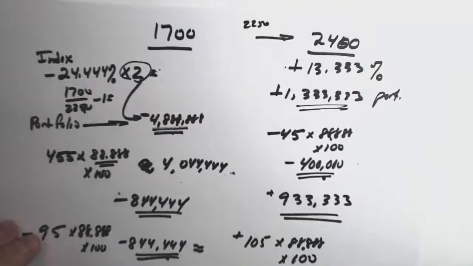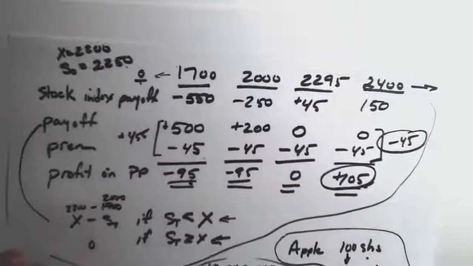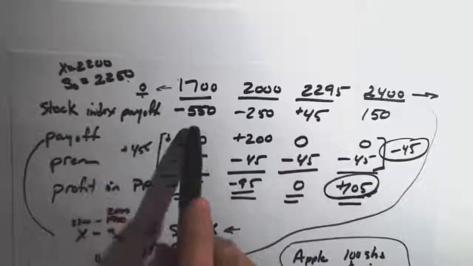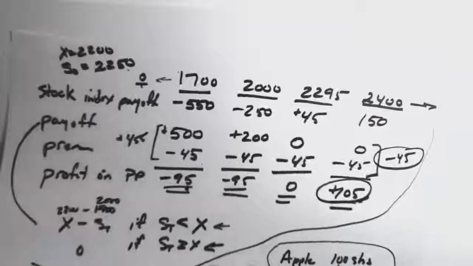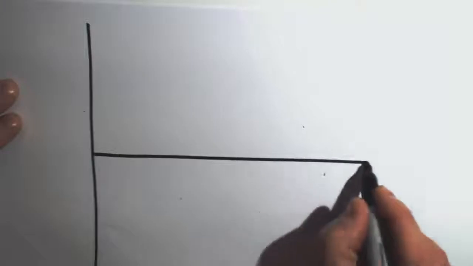Now, there's one more thing I want to do with the protective put, and that is I want to graph the relationship that's going on here. And I'm going to use the table we've gone through before with the scenarios of 1700, 2000, 2295, and 2400. And I want to graph the results and interpret it. So again, you get it nice and big.